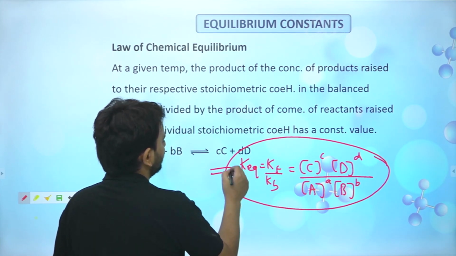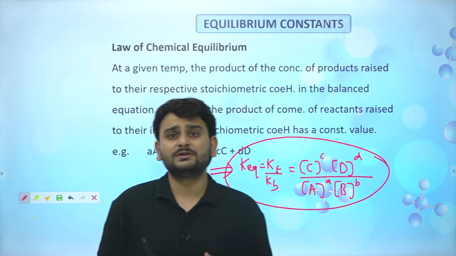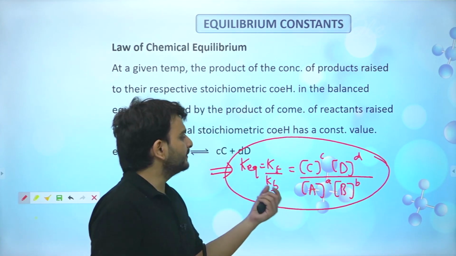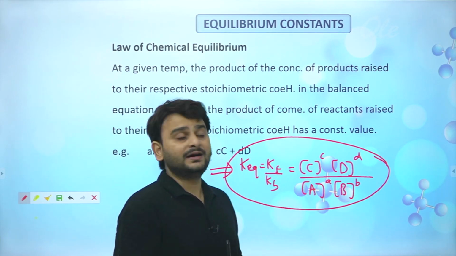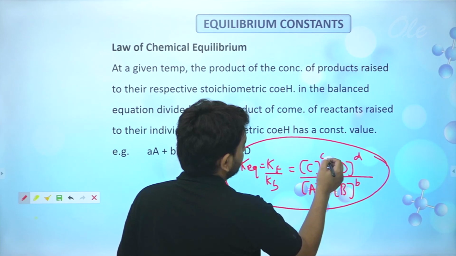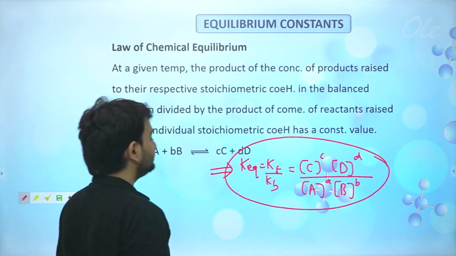So this is what the law of chemical equilibrium states. The law of mass action, the law of chemical equilibrium, right? The law of chemical equilibrium is basically derived from the law of mass action itself. So remember, these are the concentrations raised to the power of their stoichiometric coefficients.